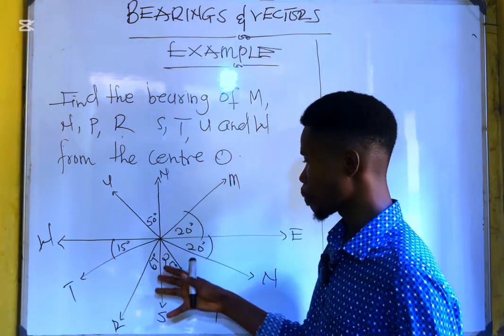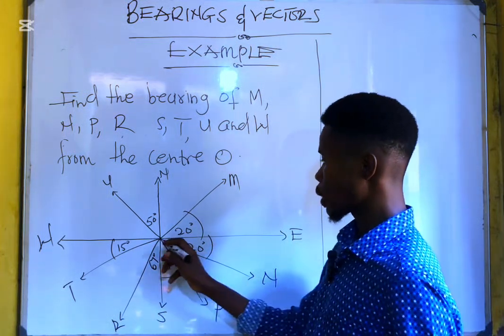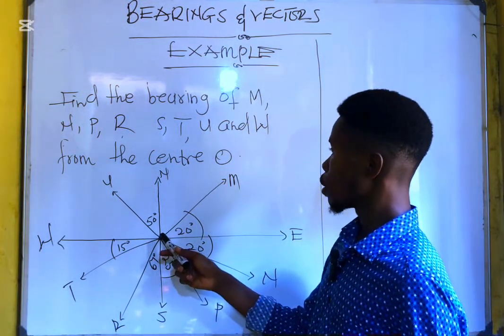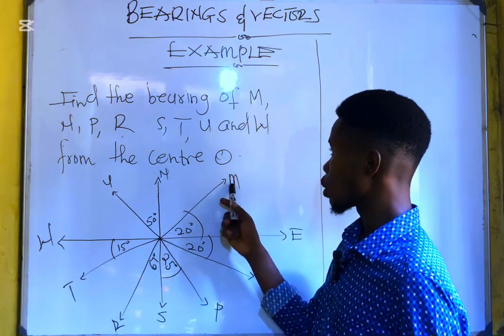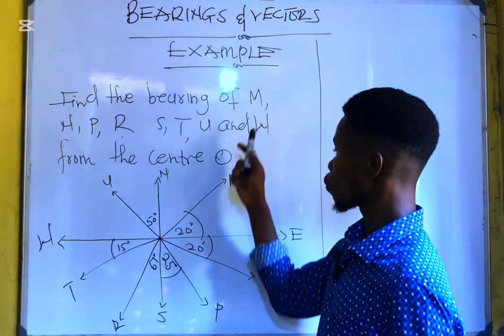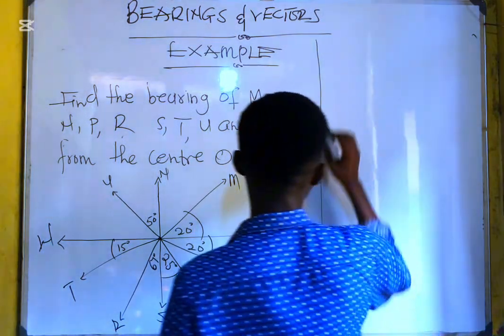The measurements here, the bearings here. So this is the center. We are talking about center O. So you want the bearing from the center O towards M, N, all of them. Okay, so first one, let's look for the M.